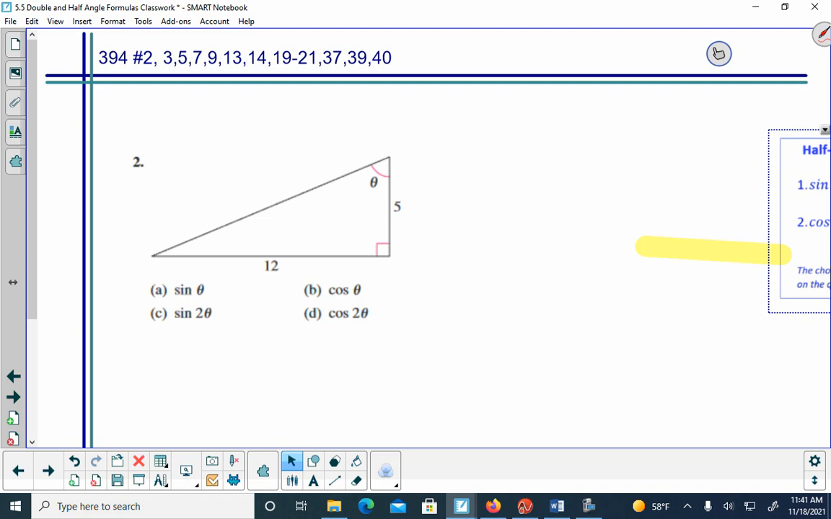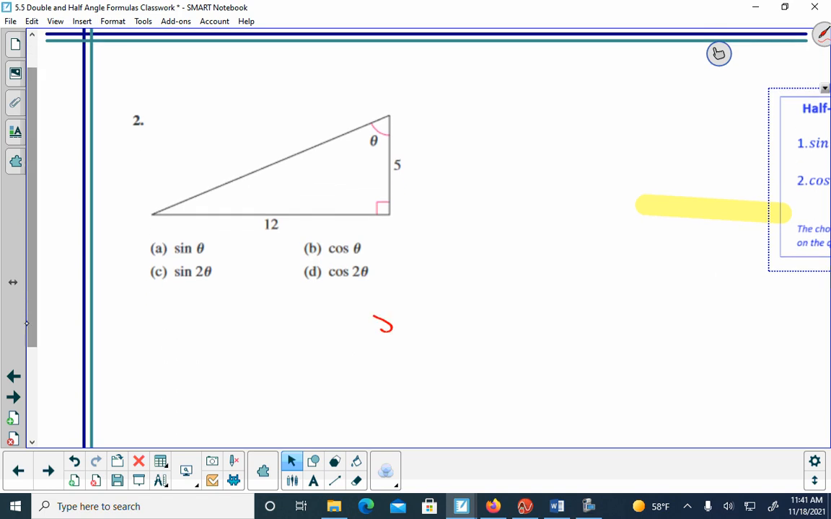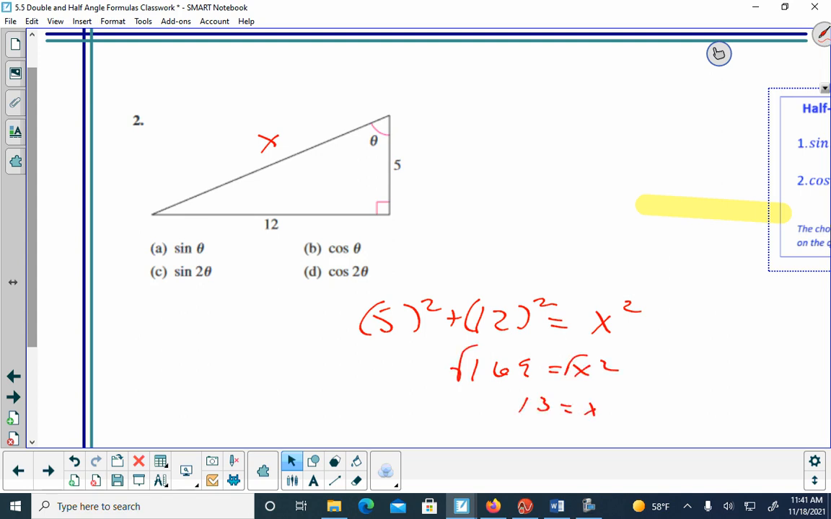The first thing I have to do is find the missing side, correct? So to find the missing side, I'm going to do 5 squared plus 12 squared is equal to, I'll call it x squared for lack of anything else. This ends up being 169 is equal to x squared. So take the square root, and you get 13 for x. Technically plus or minus, but since it looks like it's the hypotenuse, I'm going to make it positive.